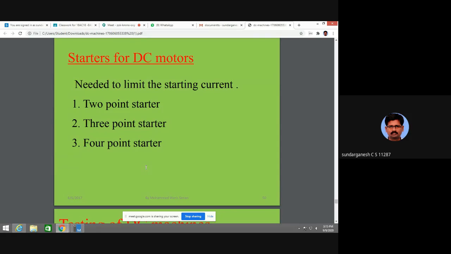You have 3 types of starters: 2-point starter, 3-point starter, and 4-point starter. The 2-point starter is used for the DC series motor. The 3-point starter is used for the DC shunt motor. The 4-point starter can be used for shunt as well as compound motors.